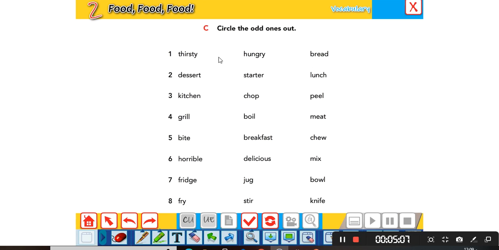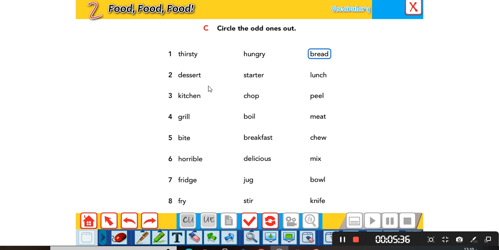Number 1, thirsty, hungry, and bread. Which one is the odd one? Thirsty means someone who needs to drink water, and the part of speech is adjective. While hungry means someone who needs to eat, who feels hungry, and also it's an adjective. But bread is not an adjective and it does not describe something. So bread is the odd one here, it's a noun.